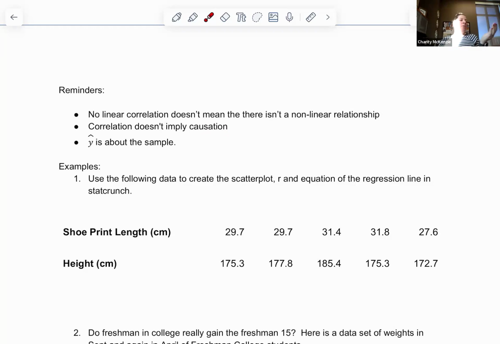So if I'm looking at the hours you study versus your grade, you cannot say one causes the other. You can say there's a relationship. The more you study, the better your grade is.